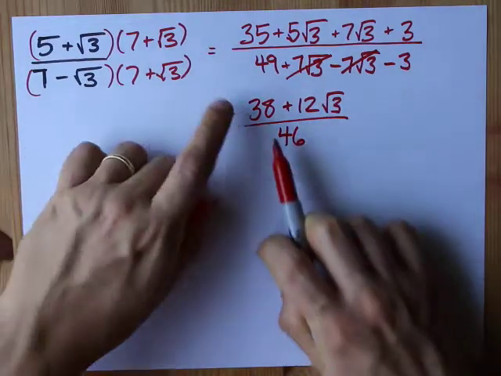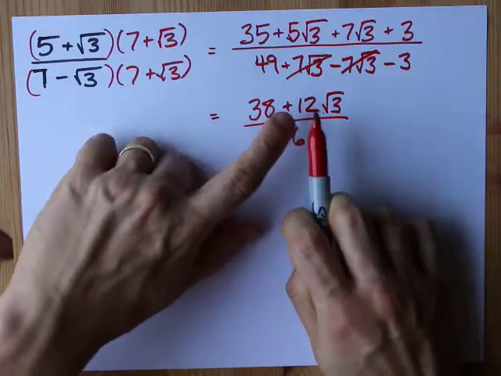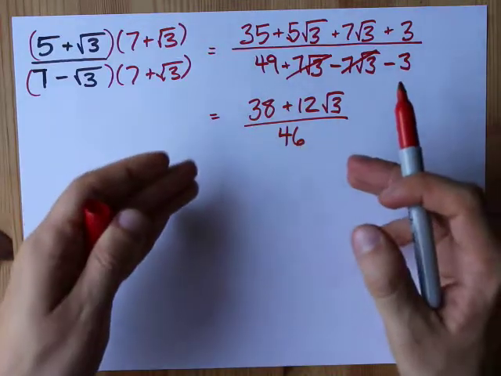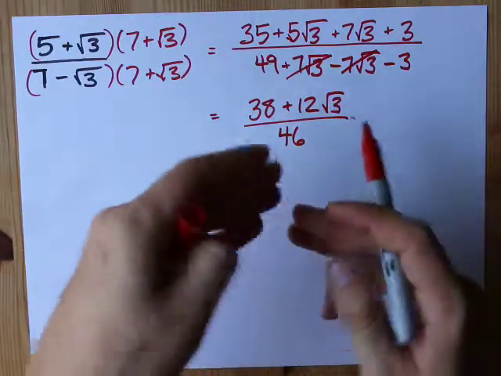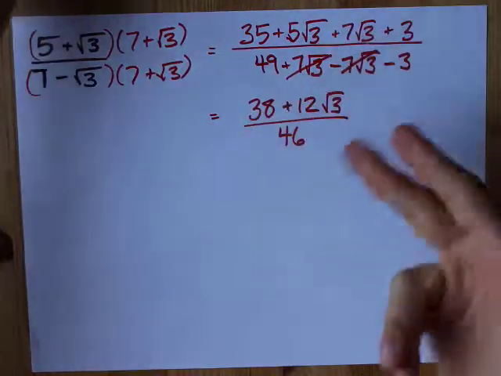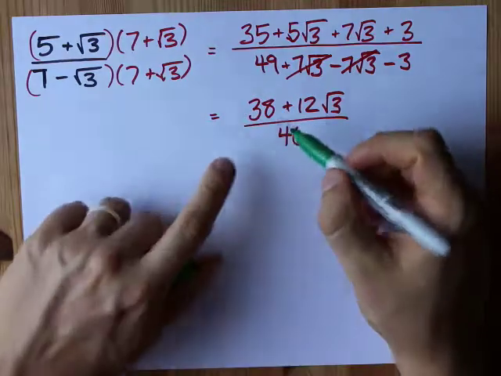I got lucky here. I noticed that this is an even number, this is an even number, and this is an even number, which means you're going to be able to cancel them. You could factor it and then cancel the 2's, but I'm going to show you that you can just divide them all by 2, the same way you cancel out regular fractions.